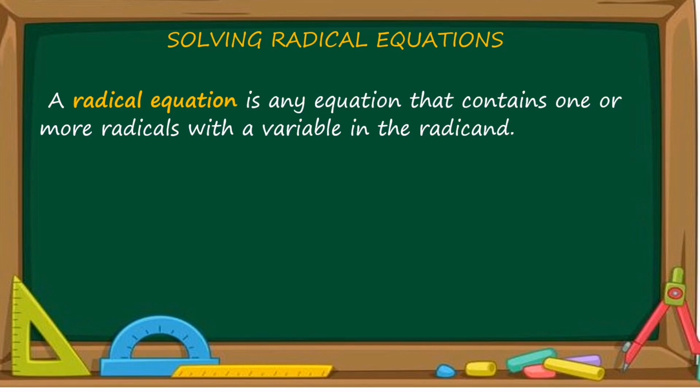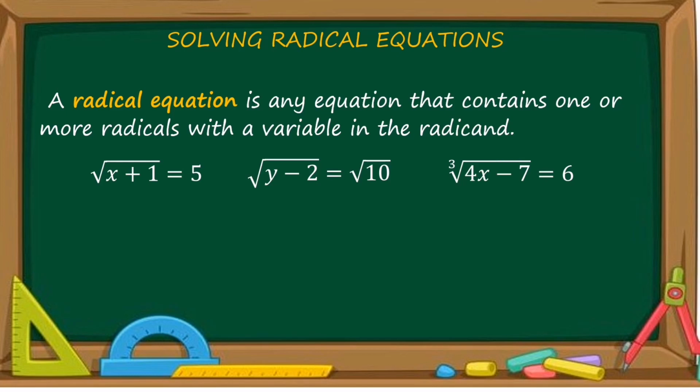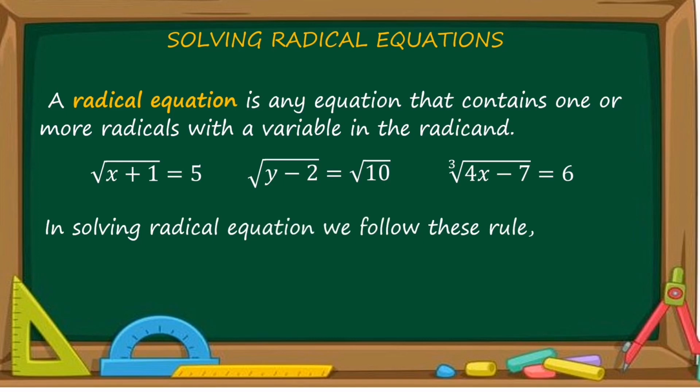A radical equation is any equation that contains one or more radicals with a variable in the radicand. Some examples are the square root of x plus 1 is equal to 5, the square root of y minus 2 is equal to the square root of 10, the cube root of 4x minus 7 is equal to 6, and many more. In solving radical equations, we need to follow this rule: if a is equal to b, then a raised to n is equal to b raised to n.